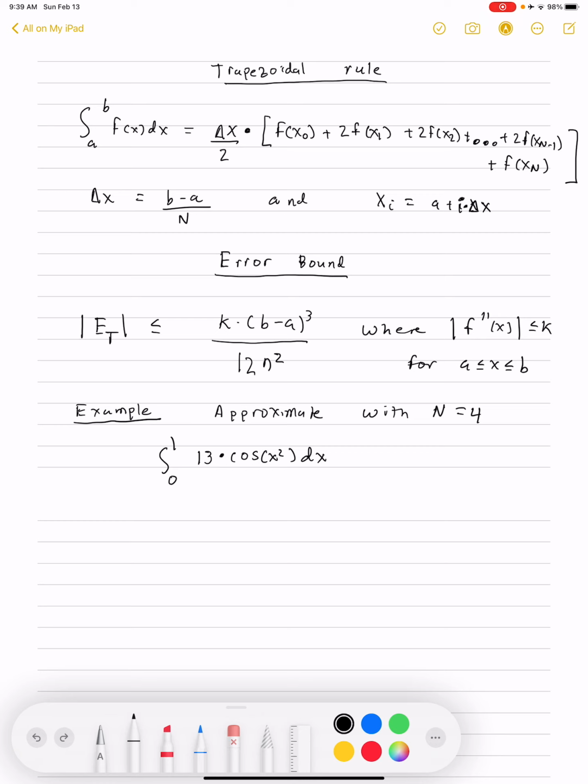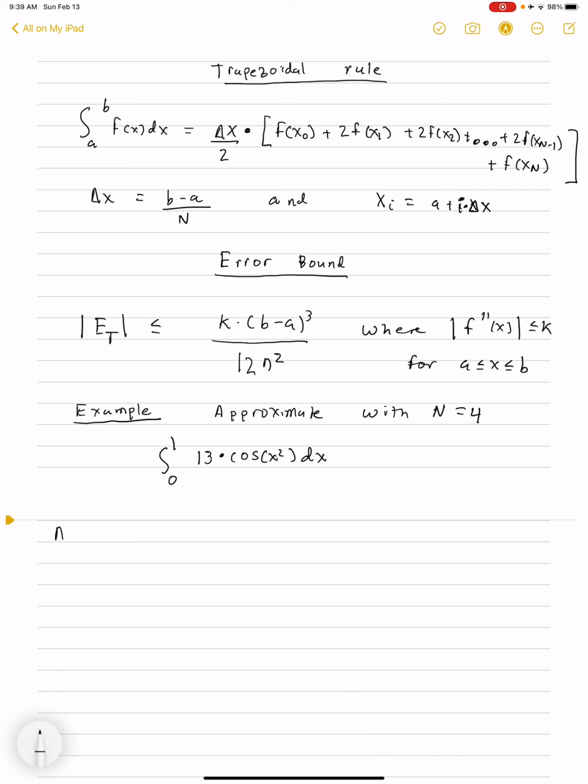Now, we're going to get started here, and the first thing that we're going to note is that this delta x is going to be b minus a, 1 minus 0 over 4. So that's going to be a quarter. And this is going to tell us x0 is equal to a, which is 0 itself. And then x sub 1 is going to be a plus i times delta x. So we can write x sub i is going to be a plus i times delta x, which is going to be just i times 1/4.